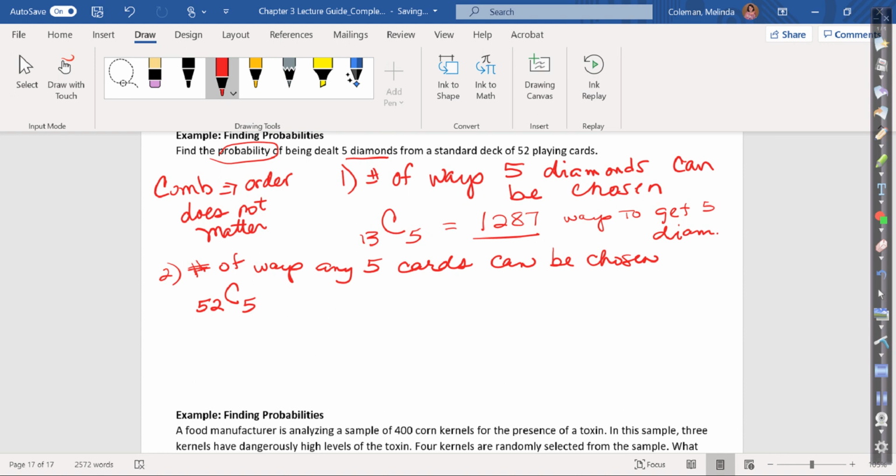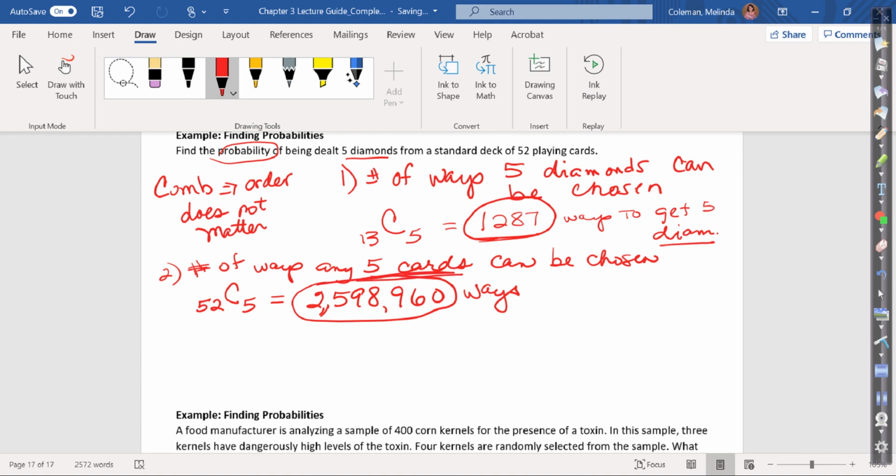So there's 1,287 ways to get 5 diamonds. If I do this carefully on your calculator, and you only want to use a calculator obviously for this one, it would be 2,598,960 ways. So if the problem just asked how many ways can this happen, you would be done. Again, there are 1,287 ways to get 5 diamonds. There are 2,598,960 ways to get any 5 cards.